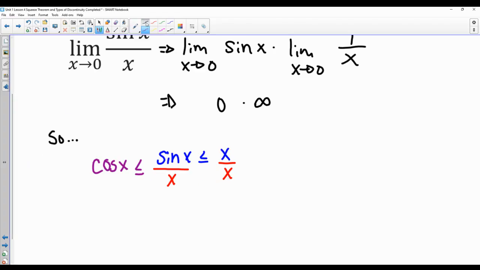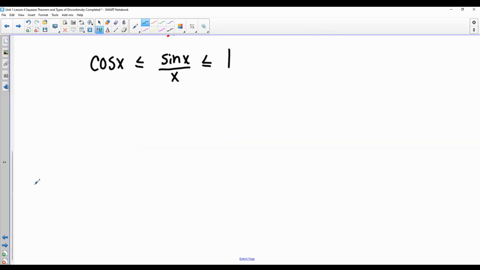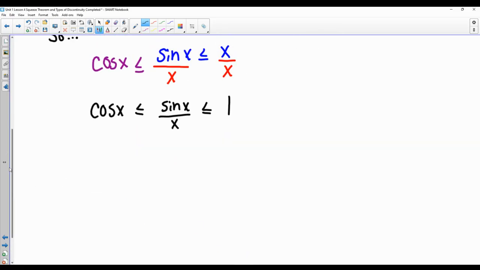So let's clean this up a little bit. We have cosine of x as the lower bound. Sine of x over x is what we are trying to figure out the limit of. And then our upper bound actually simplifies to 1. We are now done with as much algebra and pre-calculus knowledge as we can apply.